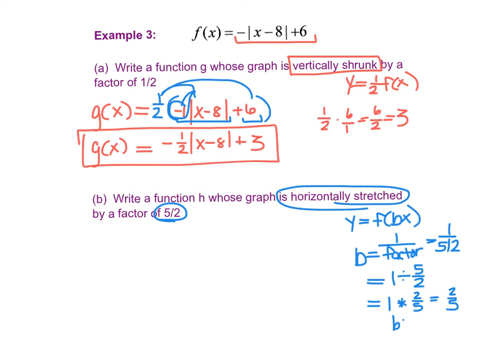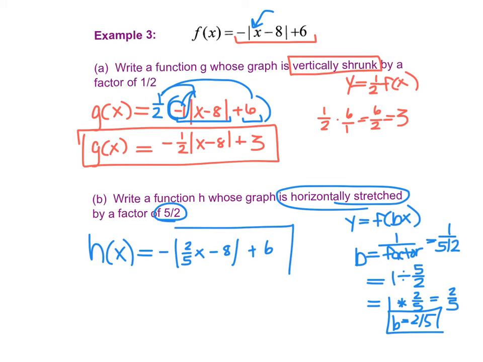So our b value here is going to be 2/5. So now we can go back to our actual example here. We have h of x is equal to -1. Remember, all we're doing is putting b right here in front of x, which is 2/5 x minus 8, plus 6.